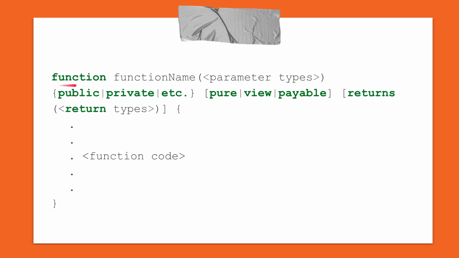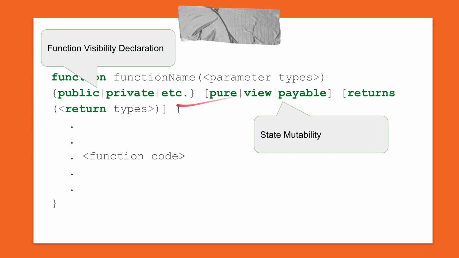Okay, now let's see what is the structure of a function. If you're familiar with JavaScript, functions look a lot like the ones there. However, we have some additional modifiers. After the function name and the variables that the function receives, we have visibility declarations, state mutability, and return types of the function. For visibility, we can have public, private, internal, and external. For the state mutability, we have pure, view, and payable.